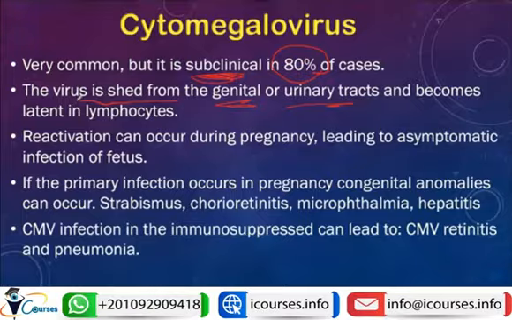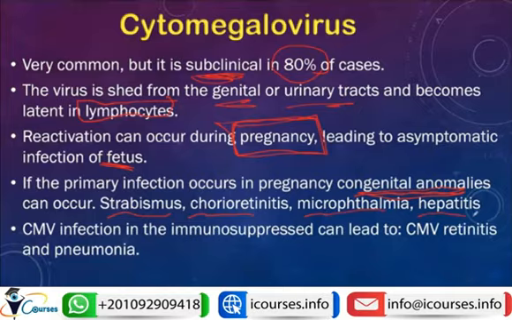Although it can sometimes be asymptomatic when transmitted to the fetus, leading to asymptomatic infection, sometimes it can cause congenital anomalies in the form of strabismus, chorioretinitis, microphthalmia, and hepatitis. So this is congenital infection with cytomegalovirus.